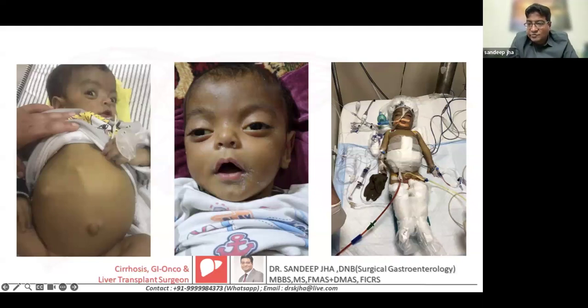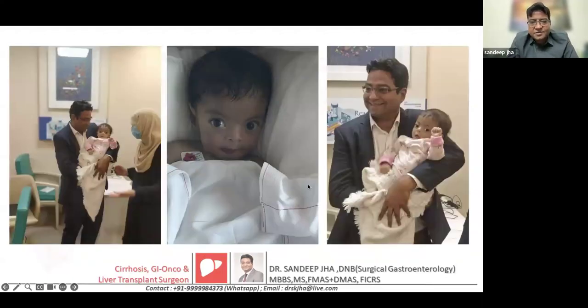That patient was in the ICU when he was shifted to the ICU, and this is about a month after the liver transplant when the patient went back to his home country.